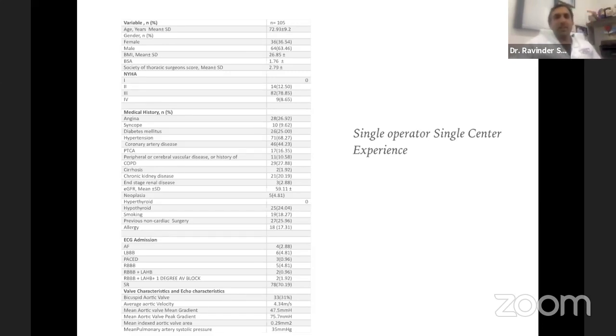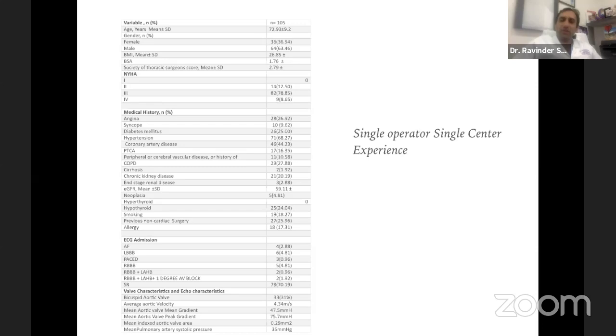where I have completed 107 TAVR cases, but the data we are showing is of only 105 cases. The average age was 72.9. The average STS score was 2.79. The majority of patients were symptomatic. Angina was seen in 28 patients, syncope in 10 patients, diabetes in 25% of patients, and other standard factors. On EKG, atrial fibrillation was seen in 3% of patients, left bundle branch block in 4.8%, 3 patients had a baseline pacemaker, and 5% of patients had right bundle branch block.